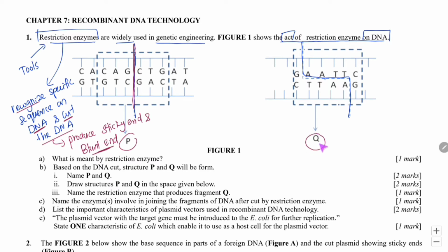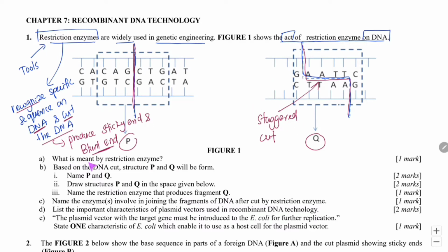Kalau Q pula kita nampak cut pattern dia adalah staggered, iaitu bertingkat. Staggered tu maksudnya bertingkat, dia tidak rata. So kalau straight cut tadi rata, so dia adalah blunt end. Kalau staggered cut, dia bertingkat. So itu yang kita panggil sebagai sticky end. So these are info yang penting yang kita boleh nampak daripada gambar ni.